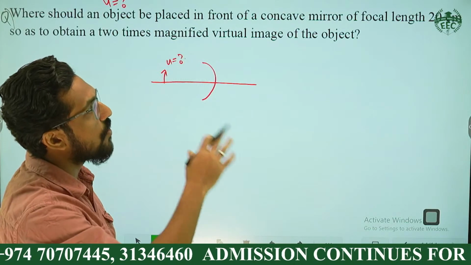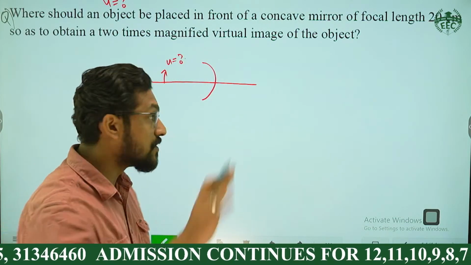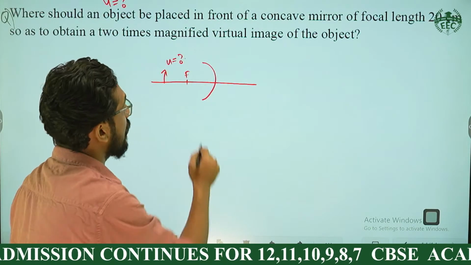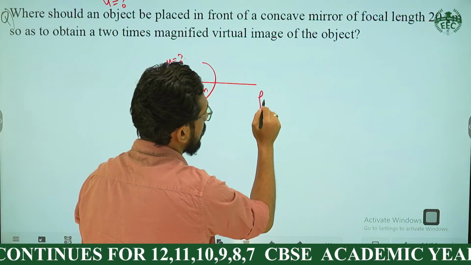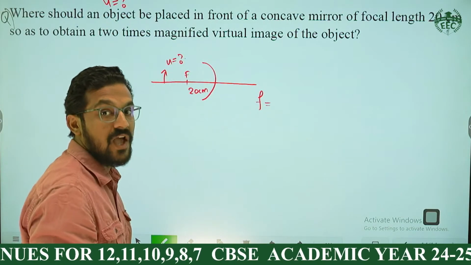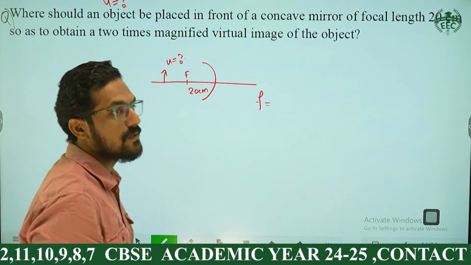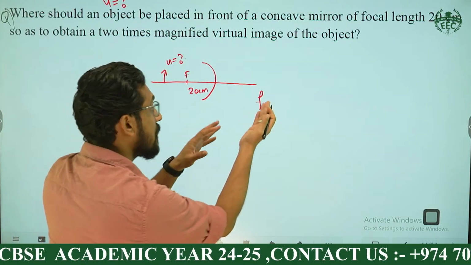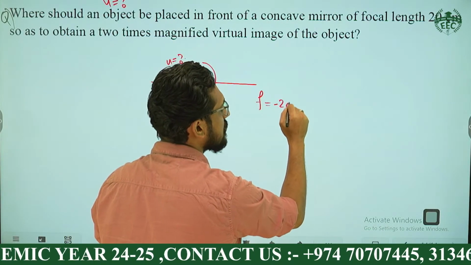Okay, of focal length 20 centimeter. Where is the focal length of a concave mirror? It will be in front of the mirror. So this is the principal focus. Focal length is 20 centimeter, right? So you can write it like this: small f, focal length is equal to minus 20 centimeter. You have to take it as minus because you are measuring from the pole to the left. So that will be minus 20 centimeter.